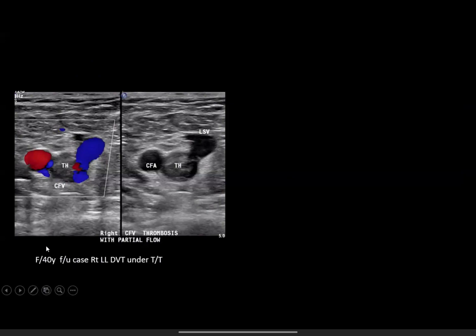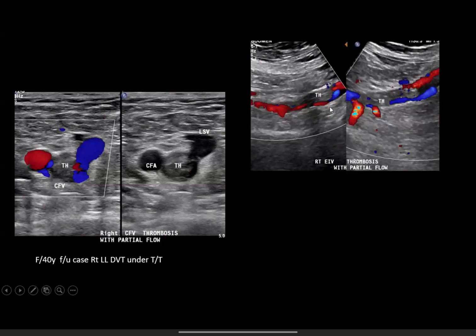Another case, a 40-year female, a follow-up case of right lower limb DVT under treatment. There is slightly echogenic thrombus present within the femoral vein. However, some signals of blood flow are also present. There is slight retraction of the thrombus. Flow is establishing.